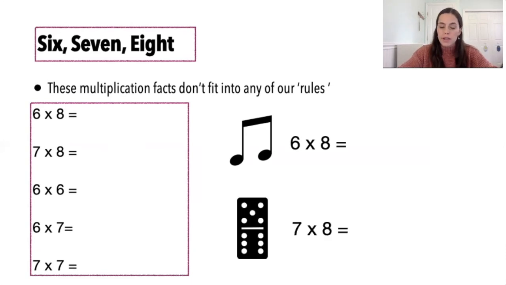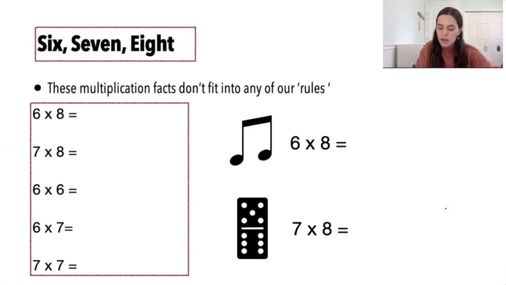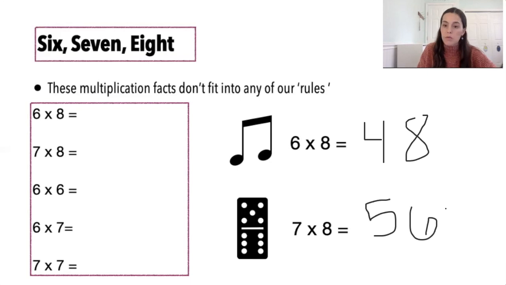We also have 7 times 8, and for this one, I think of it as like the counting fact. And the reason for that is because the answer is actually 56. If the answer is 56, you can think of it as 5, 6, 7, 8. So that's why it's called the counting one, because you would count in order 5, 6, 7, 8, even though the numbers are like flip-flopped. So 6 times 8 is 48 because of the jingle, and 7 times 8 is 56 from the counting rule.